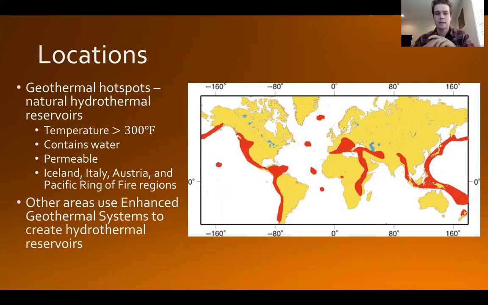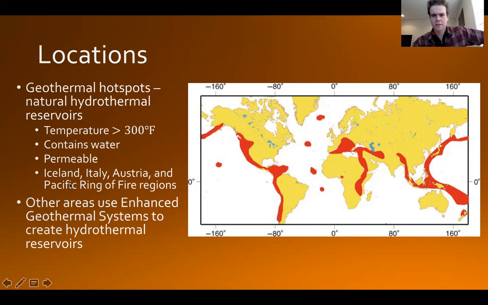So areas like this are Iceland, Italy, Austria, and then also regions around the Pacific Ring of Fire. And something that all these regions have in common is they're all around plate boundaries, so very volcanically active.